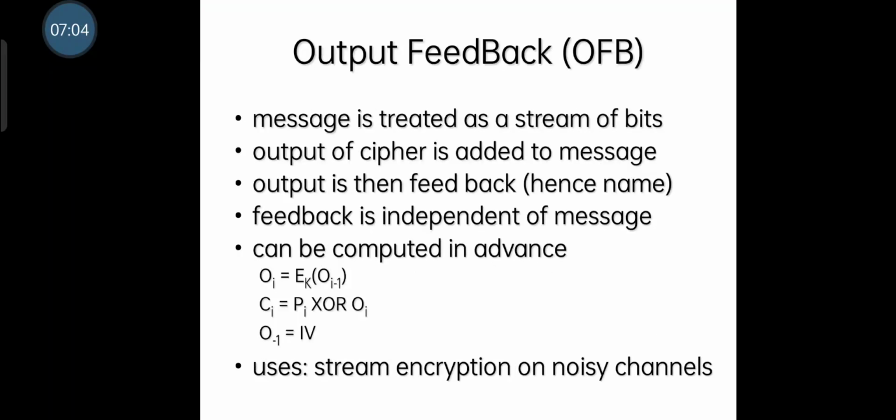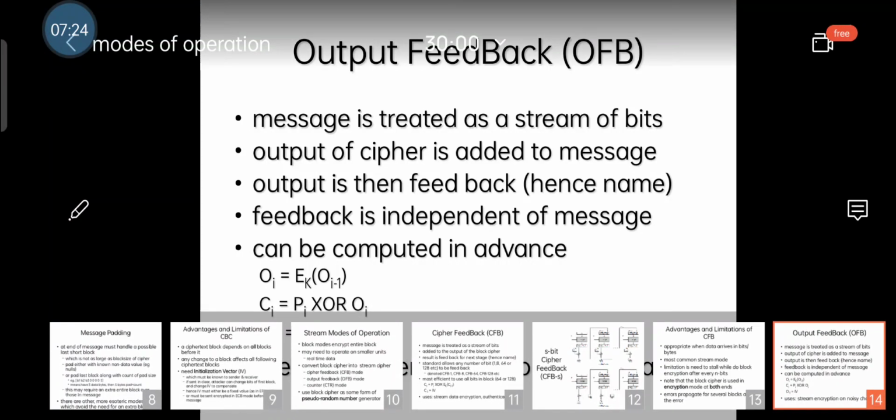Next one is the output feedback mode. Here also the message is treated as a stream of bits. The output of the cipher is added and then the output is fed back. The feedback is independent of the message. Oi is equal to E suffix k of Oi minus 1. Ci is equal to Pi XOR Oi. O minus 1 is equal to IV.